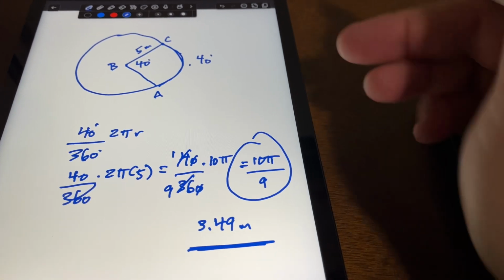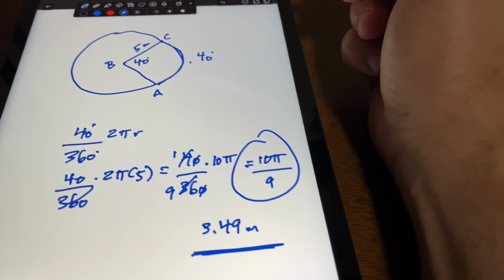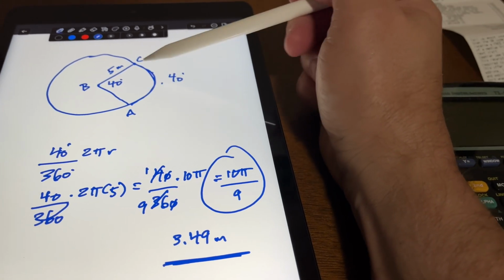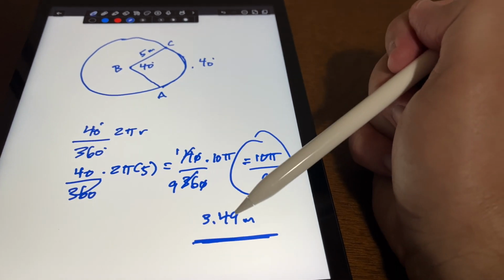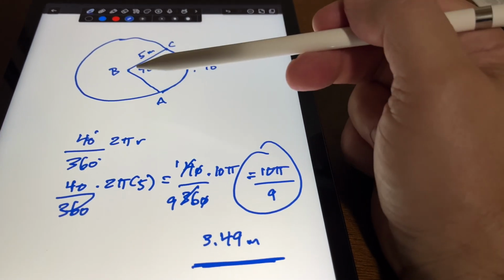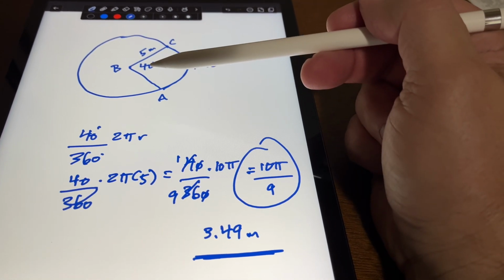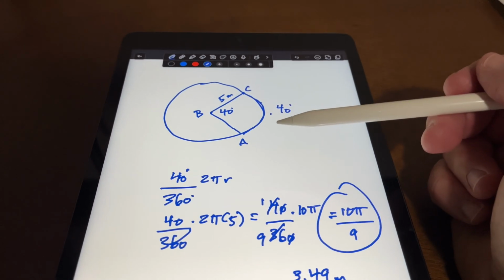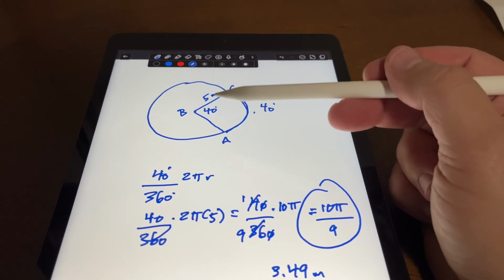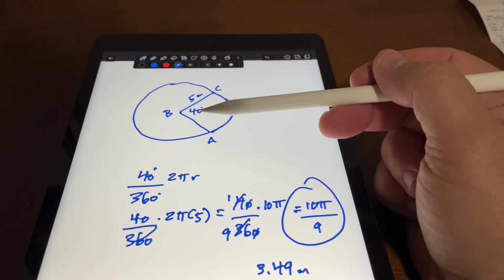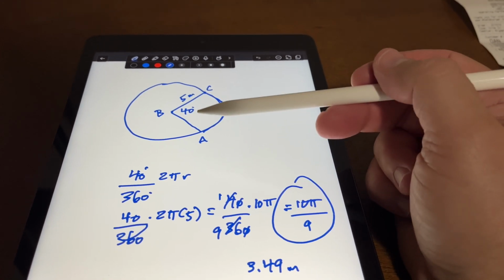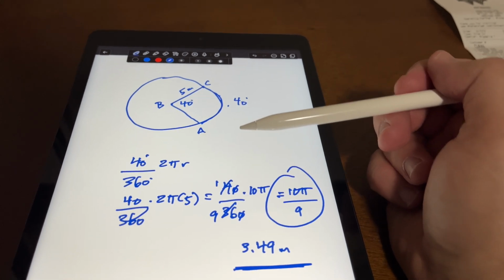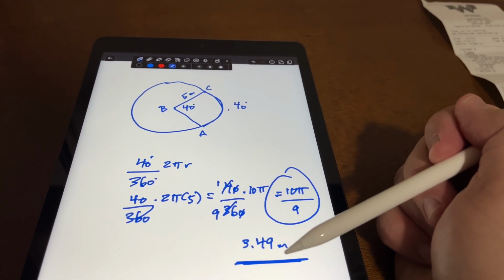So what we're saying is that this measurement from C to A, that arc measurement, is about 3.49 meters. So if this was 5 meters and this 40 degrees, then this would be about 3.49. So obviously it's not drawn to scale. This looks like more than 5 there, but probably a 40-degree angle is a little smaller than what I've drawn. Maybe I've drawn 50 or 45, something like that. Anyway, so it'd be about 3.49 meters.